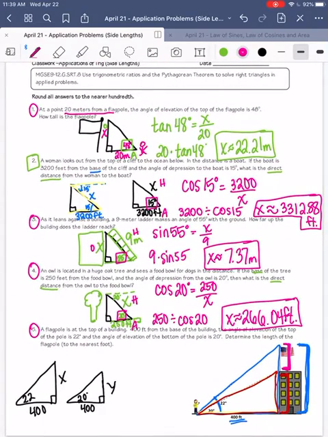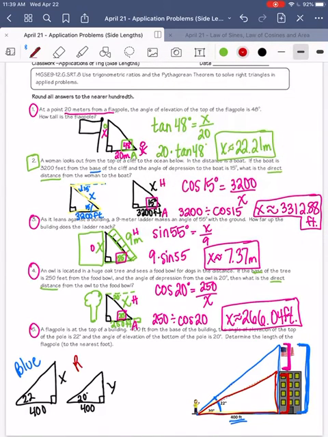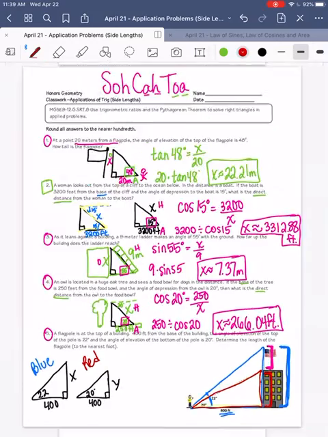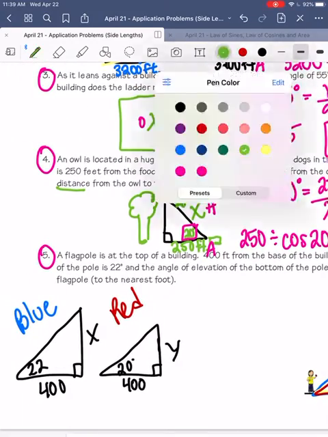So we're going to take the blue, the big triangle, and then we're going to take the red, which is a smaller triangle. The only difference between these two triangles is the angle of elevation. So 22 would be that whole big angle for the blue one. 20 degrees would be the angle of elevation for the red one. Now, with both of these, you are going to use the same trig function.